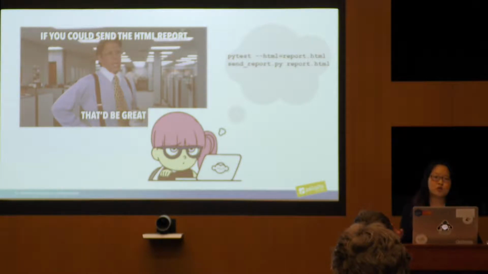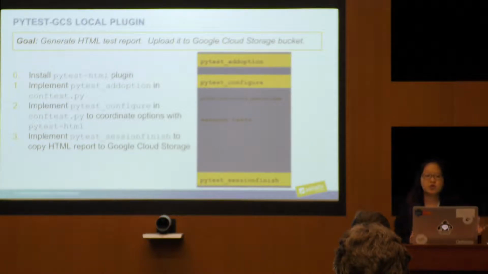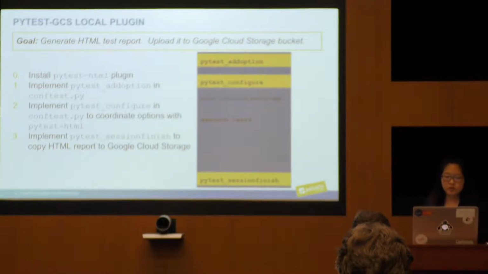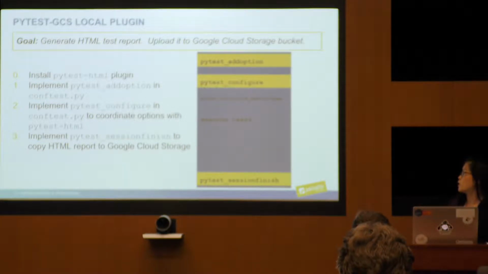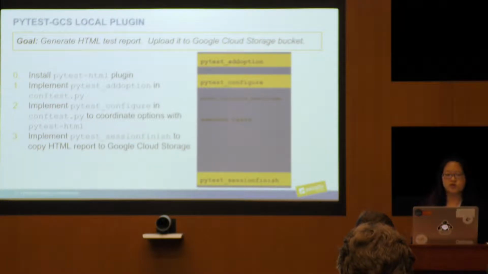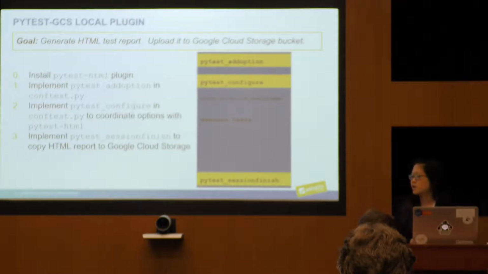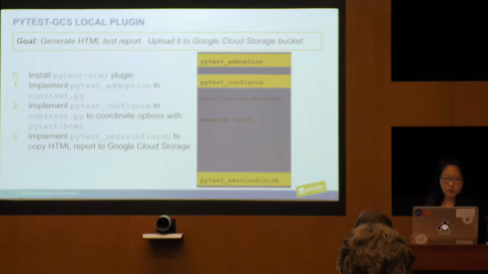So I'll put them on Google Cloud Storage, and anyone can come and look for the test reports anytime they want. So that led me to my next plugin, which will generate the HTML test report and then upload it to Google Cloud. As I mentioned earlier, we're using the Pytest HTML plugin already, so that's the first step in this process. And then I want to implement the Pytest add option hook function to, again, specify some things on the command line, which you'll see in a second.